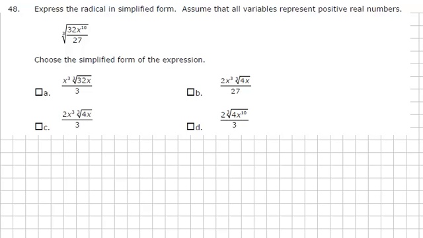Express the radical in simplified form. Assume that all variables represent positive real numbers. We want to simplify the cube root of 32x to the 10th divided by 27.